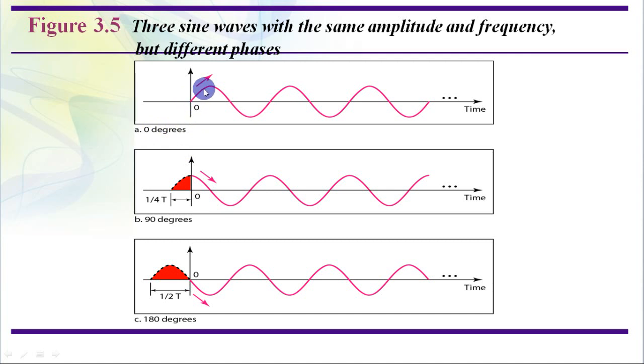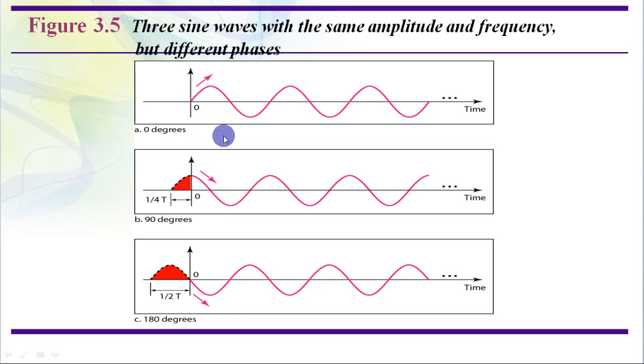क्योंकि ये start कहाँ से हो रहा है? ये start हो रहा है zero से. And in second figure, it starts with the 90 degree. Why? That's why it is the 1/4 T. And the third one starts from 180 degree, because the direction of this wave goes to the negative direction. क्योंकि इसने यहाँ से 180 complete करने के बाद ये negative direction में जा रहा है. That's why this is the 180 degree.